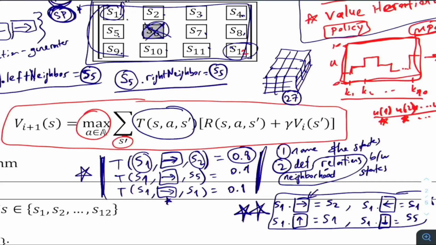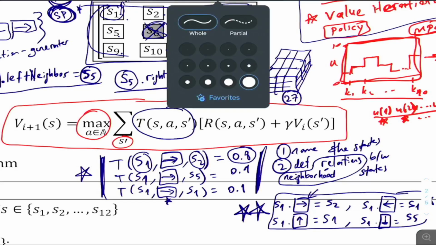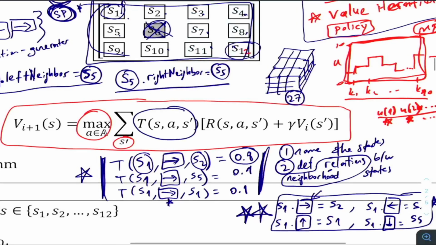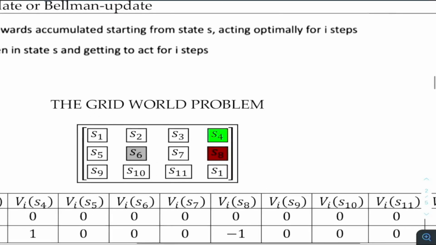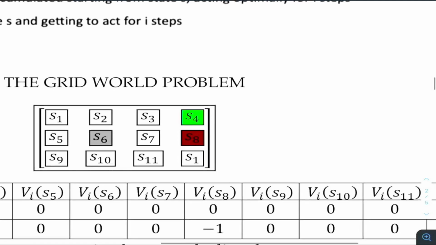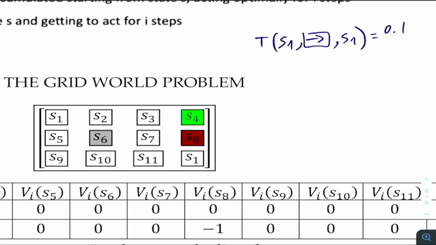Maybe we have some space here. Just for the sake of making examples, let me make it in an orderly fashion. Transition S1, right, S1, what is that? It is 0.1. Why? If you go right, you have a 0.1 chance of getting to the up neighbor. And the up neighbor of S1 is S1.